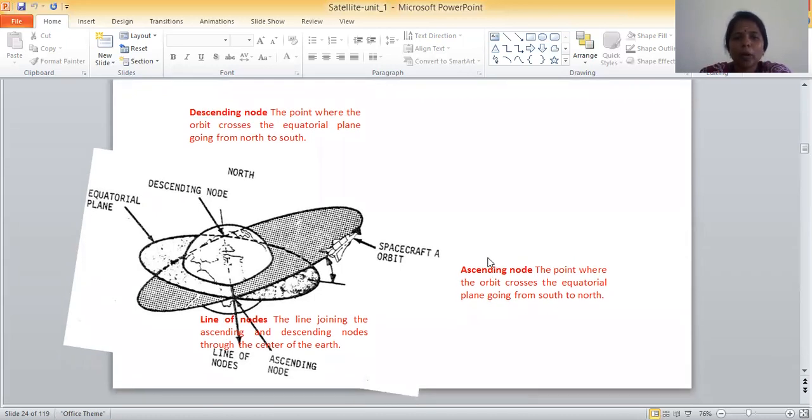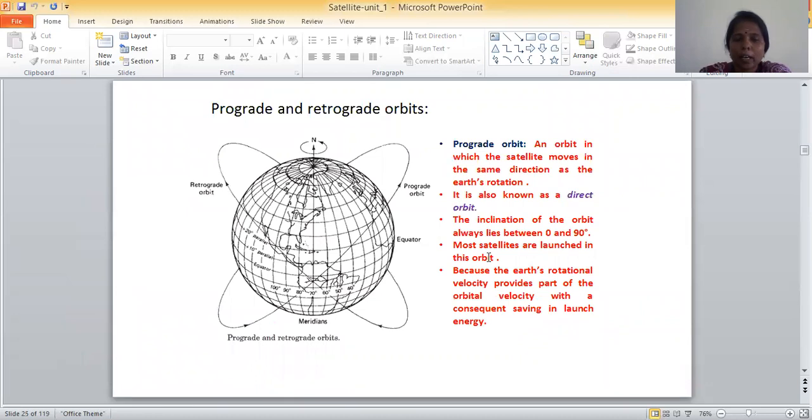This is important to find out the classification of an orbit. Another type is the prograde orbit and the retrograde orbit. A prograde orbit means the satellite is launched along the Earth's spin rotation. If the satellite is launched in the direction opposite to the Earth's spin rotation, it is called a retrograde orbit. Usually, in all commercial launches, we select the prograde orbit to launch the satellite into space.